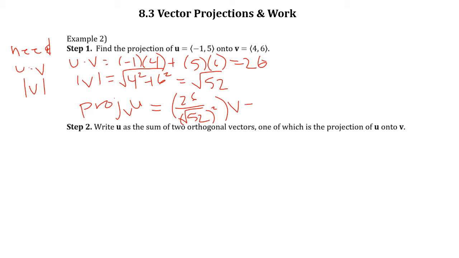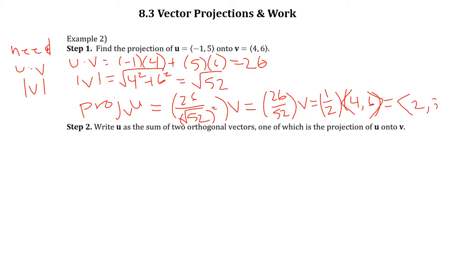So that turns into 26 over 52 times v, which turns into 1/2, and v is 4, 6. This one's actually not bad. This one's actually nicer because it's got the whole numbers. I forgot about that. It's the next one that's bad. So the final vector is 2, 3, because 4 over 2 is 2, 6 over 2 is 3. So that's the W1 vector.